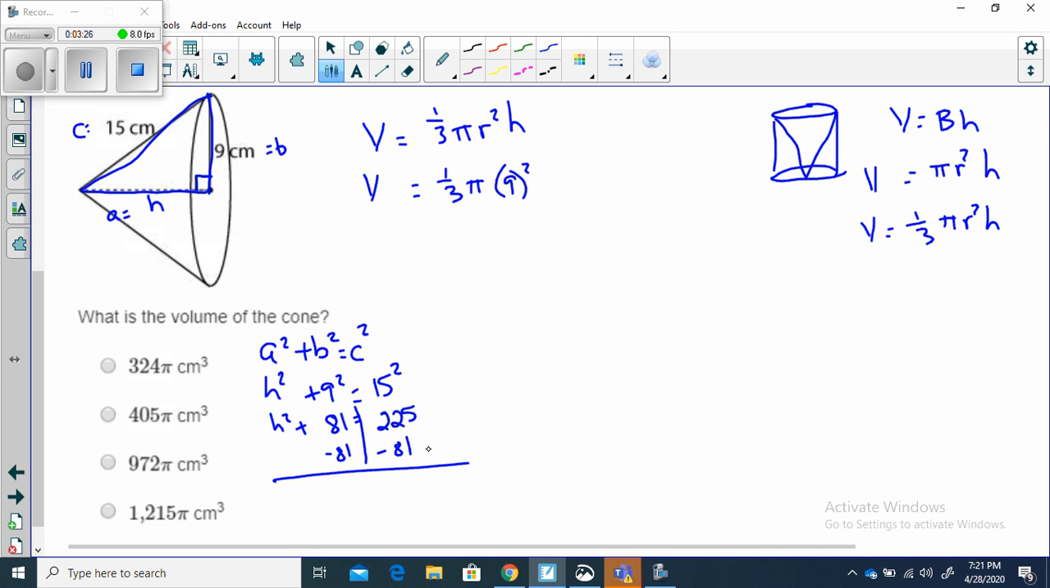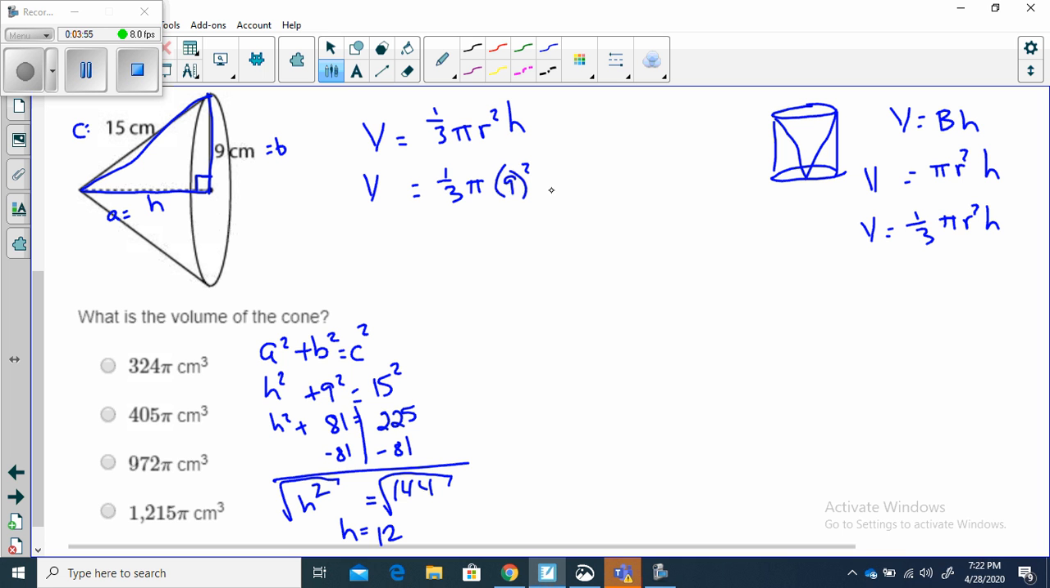Let's say 225 minus 81. That would give me 144. H squared is equal to 144. I'm not looking for h squared, I'm looking for h. So let's take the square root of h squared to get to h. What I do to one side of an equal sign, I have to do to the other. H then is 12. 12 centimeters. This height is 12 centimeters.